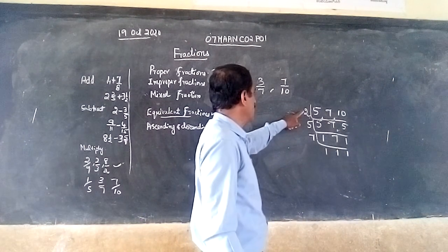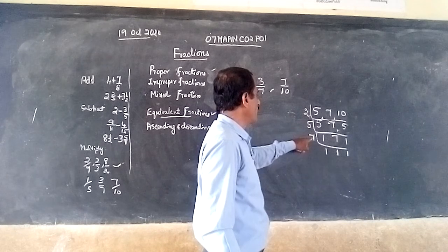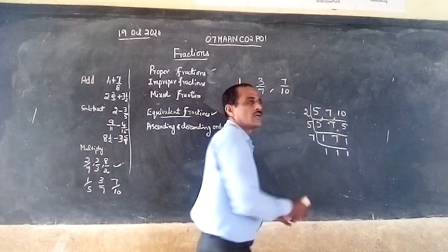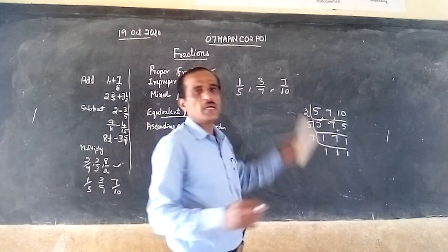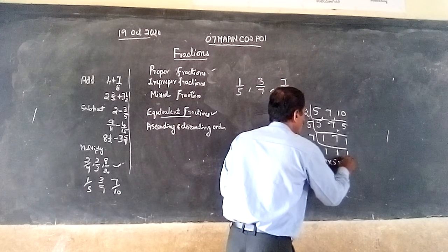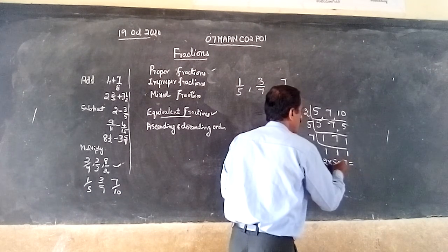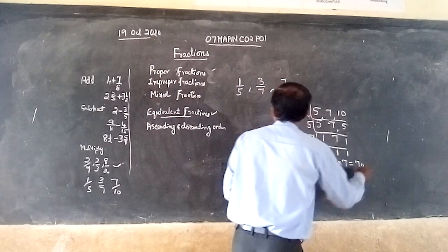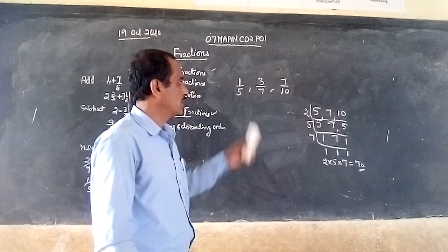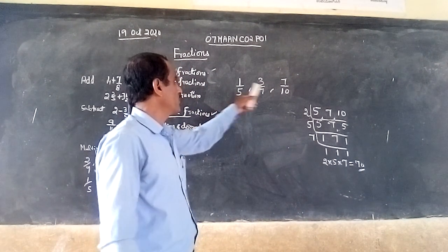So if you multiply this, 2 into 5 into 7 is the LCM of what? The LCM of the denominators. 2 into 5 into 7. 2 fives are 10. 10 into 7 is 70. So 70 is the LCM of 5, 7 and 10.